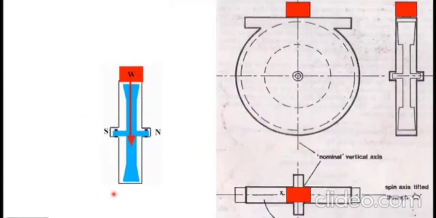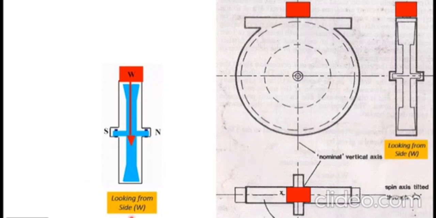The top heavy weight, in this orientation looking from the side. Now in this case, we are looking from the side at the rotor casing. We see the top heavy weight, the red color weight on top. And this is exactly what you see on the right side of the diagram. This particular orientation, you are looking from the side of the rotor and the casing.